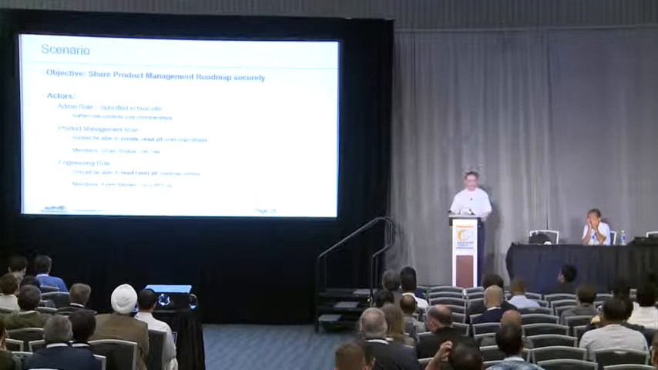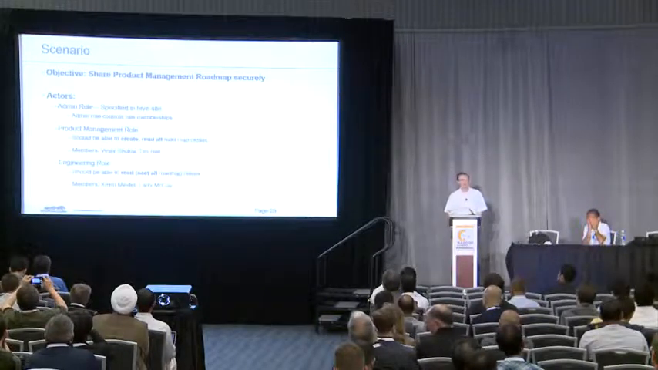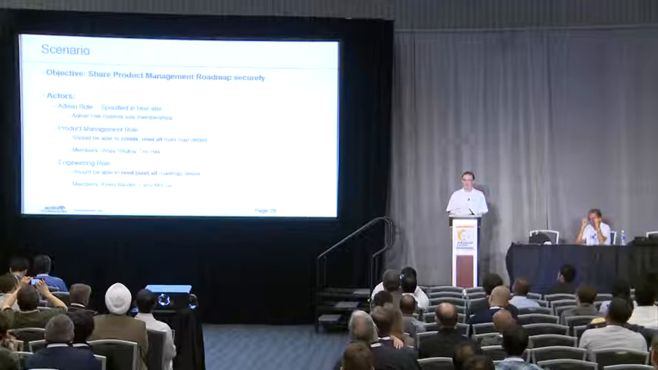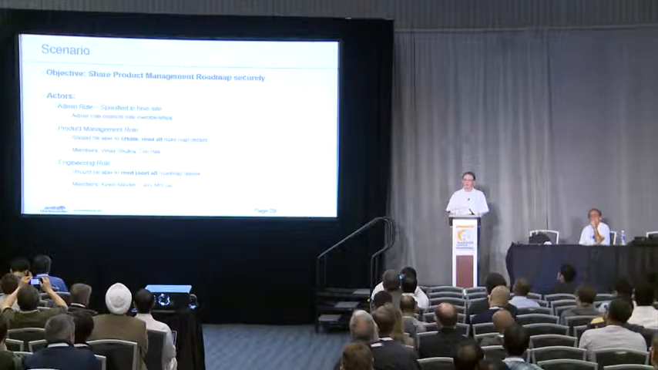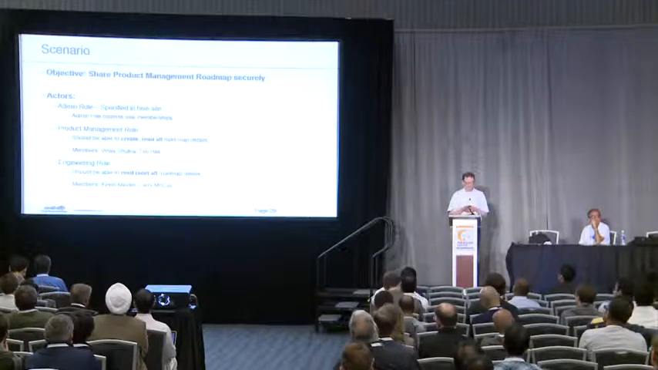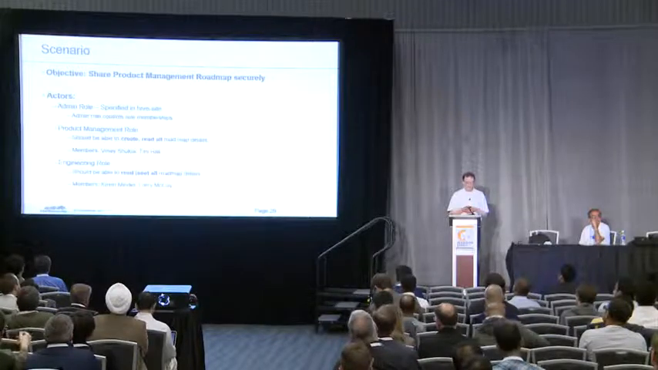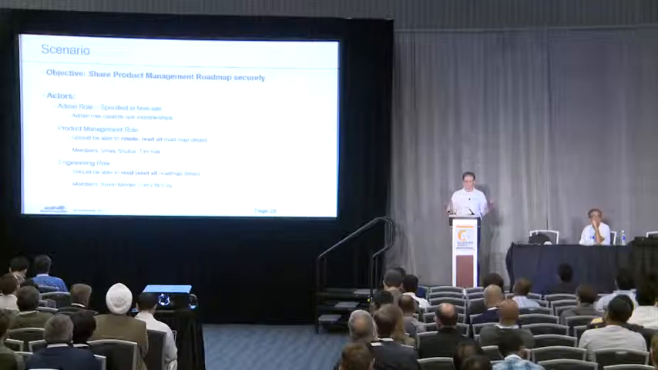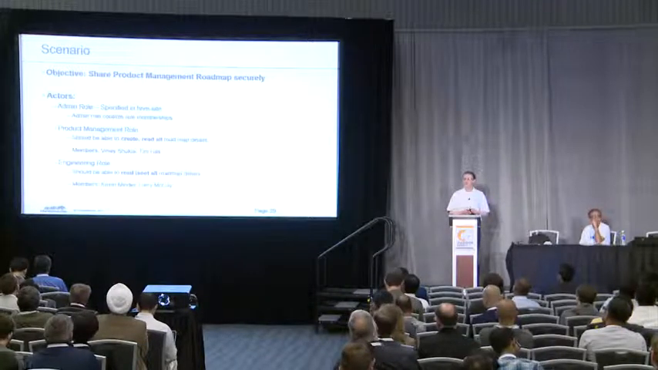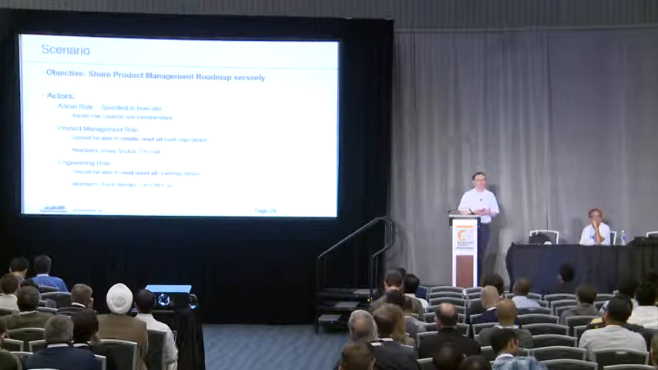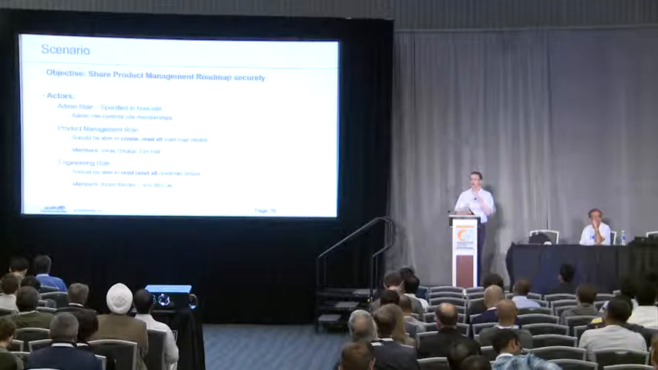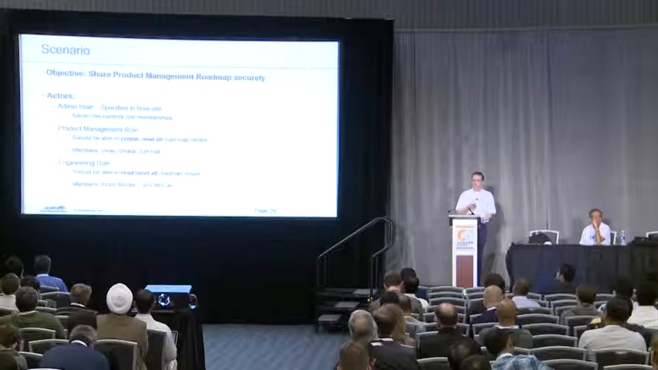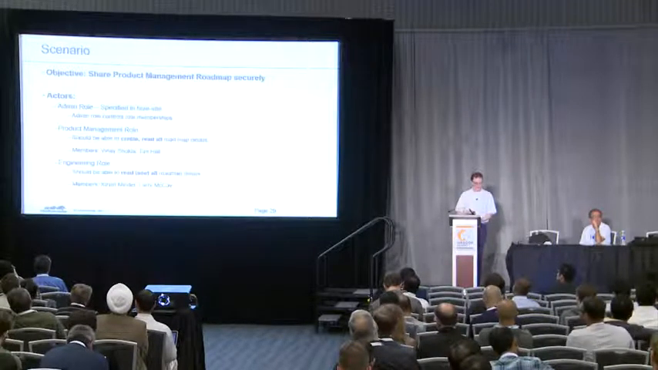Here's a quick example of what this might look like. Suppose we have Hive tables representing a product management roadmap, and we have 3 roles to consider. There's an admin role, which is in control of membership in all other roles. There's a product management role, which has the rights to create and read all roadmap details. And there's an engineering role, which can read but not write.